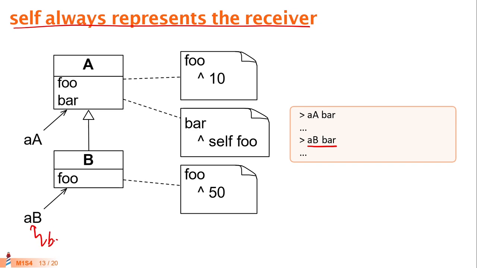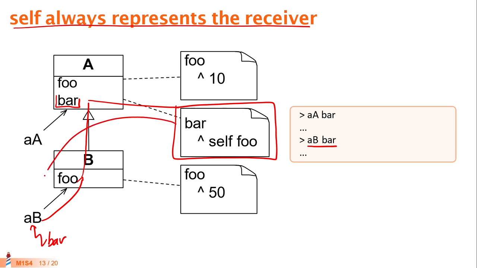So I send the message bar. I look for bar in the class of B. There is no bar, so we go up. We find bar. We find this method, which is the same as before. So now we do the same. We apply the method on B. And self here, what is this? This is the receiver. So here, this is a B. And then the message foo is sent to B, to the instance. So we look for foo, we find foo here, and we return it here. And here we get 50.